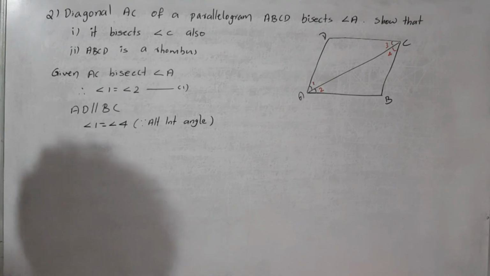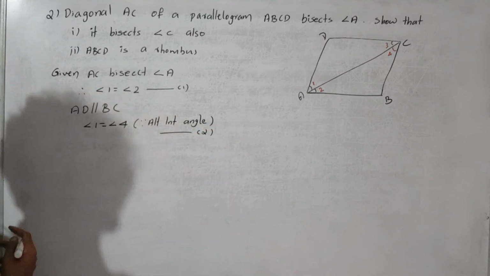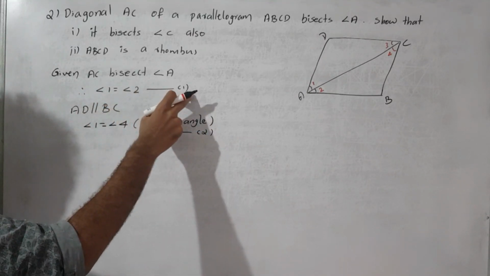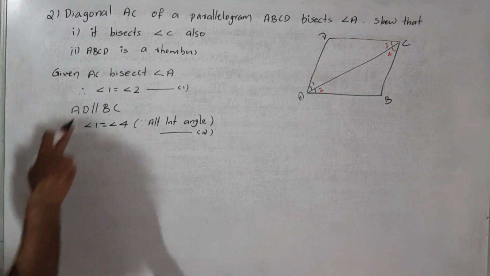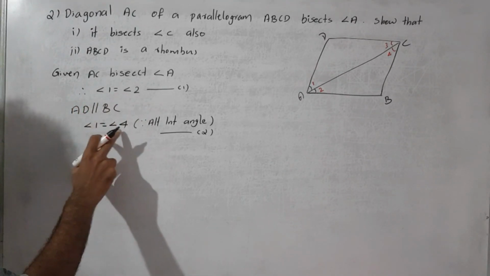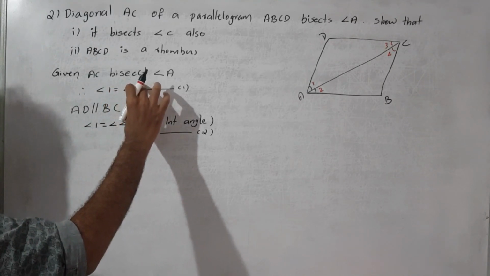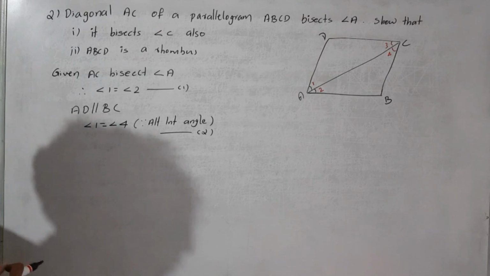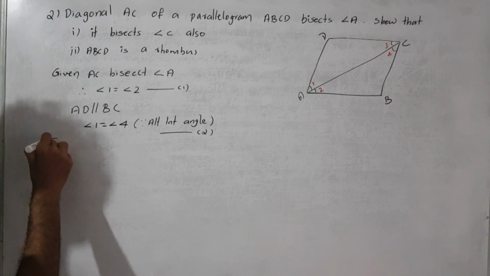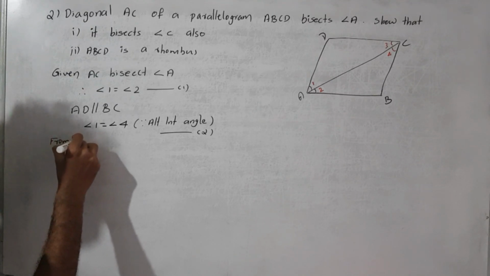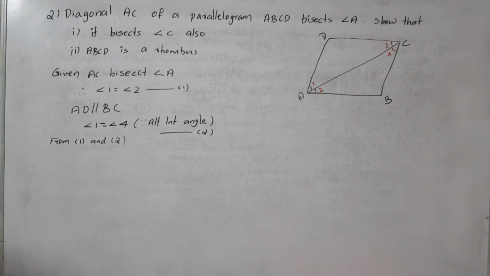Okay, so now this is equation 2, just mark equation 2. Angle 1 is equal to angle 2 and angle 1 is also equal to angle 4. Right, 1 and 2 are equal, 1 and 4 are equal, then which ones will be equal? So angle 2 is equal to angle 4, correct? Angle 2 is equal to angle 4. Then we get from 1 and 2, what we get?